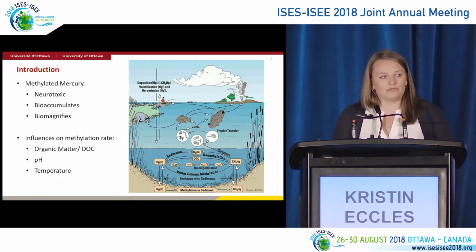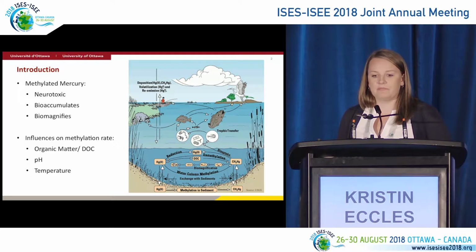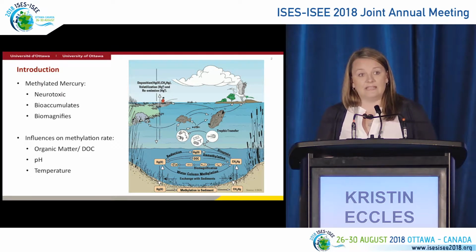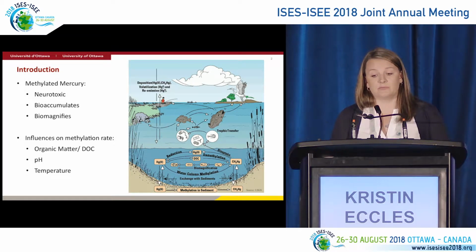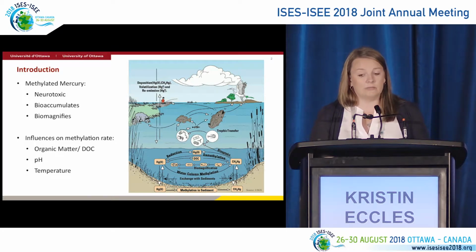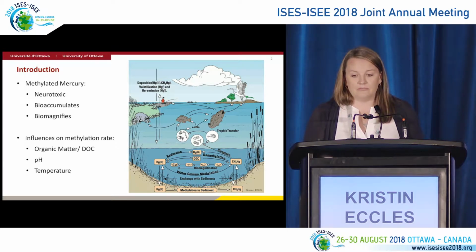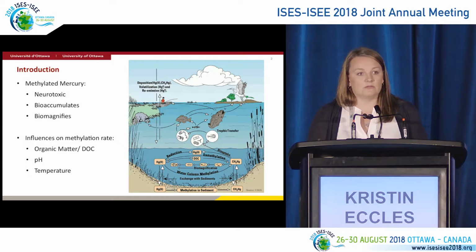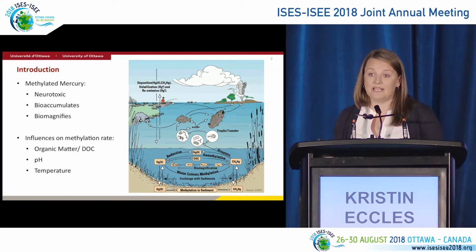And the drivers of methylation of mercury are different in different areas. Different factors that can influence the methylation of mercury to its more toxic form can include the concentration of organic matter or dissolved organic carbon. Higher organic matter usually indicates higher methylation rates. pH can also be a driver of mercury methylation. Lower pH promotes higher methylation rates, as well as temperature. Higher temperatures also promote higher methylation rates.